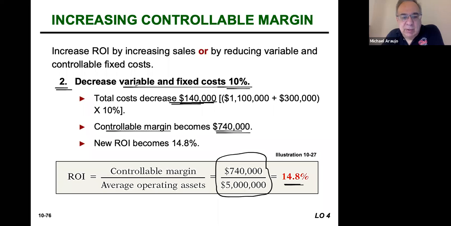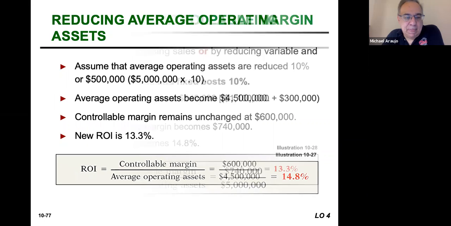So this has a little bit bigger bang for the buck than increasing your sales, but either one, it's an or, will get you to a higher return on investment.